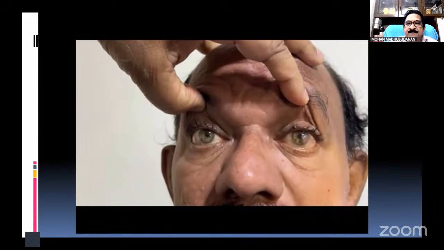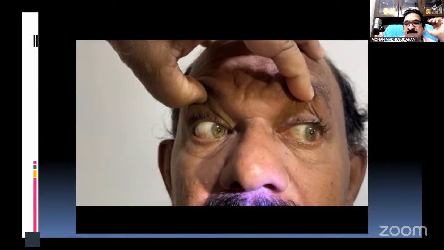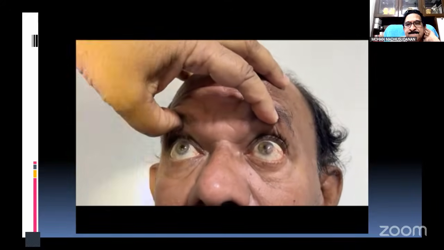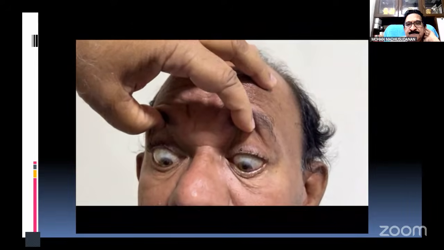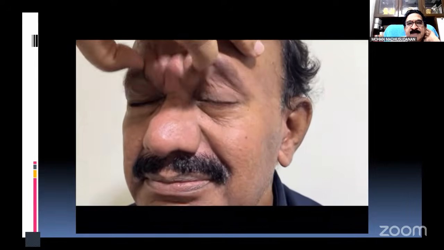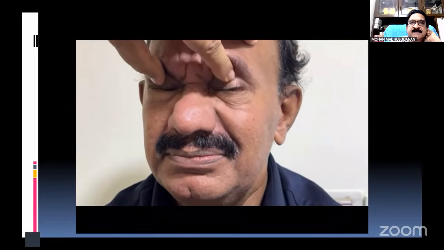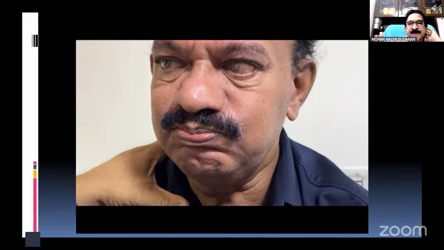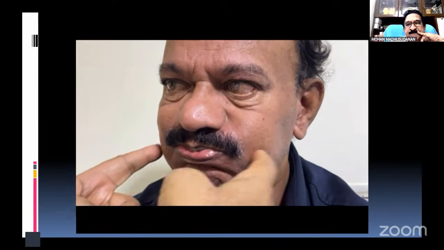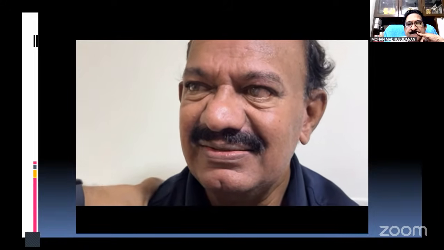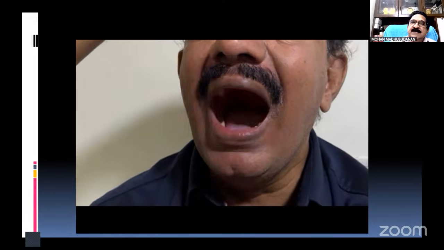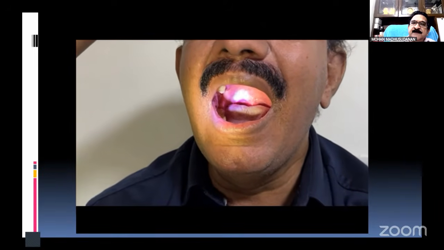On examination, pupils were normal. The extraocular movements were also normal. But he had bilateral orbicularis oculi weakness. He also had bilateral facial weakness, more on the right side. He had bilateral buccinator weakness and cannot whistle properly. He also had right-sided palatal weakness, with the palate going towards the left side. Tongue movements were quite normal.